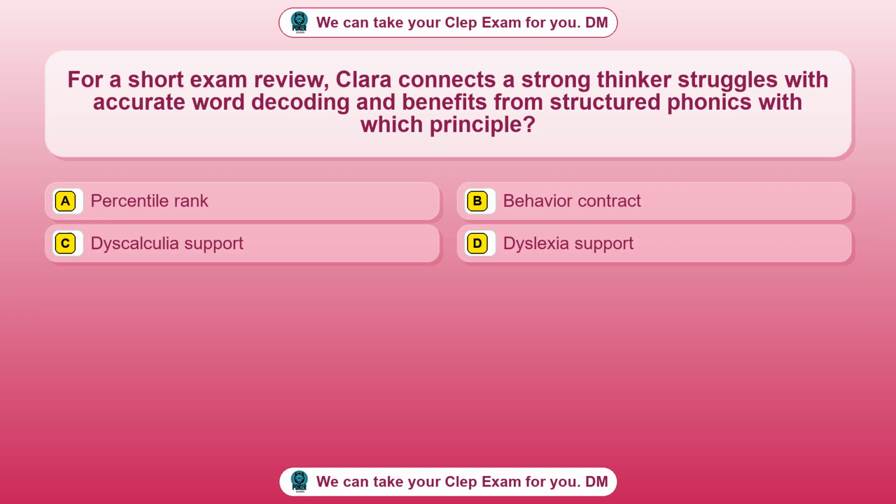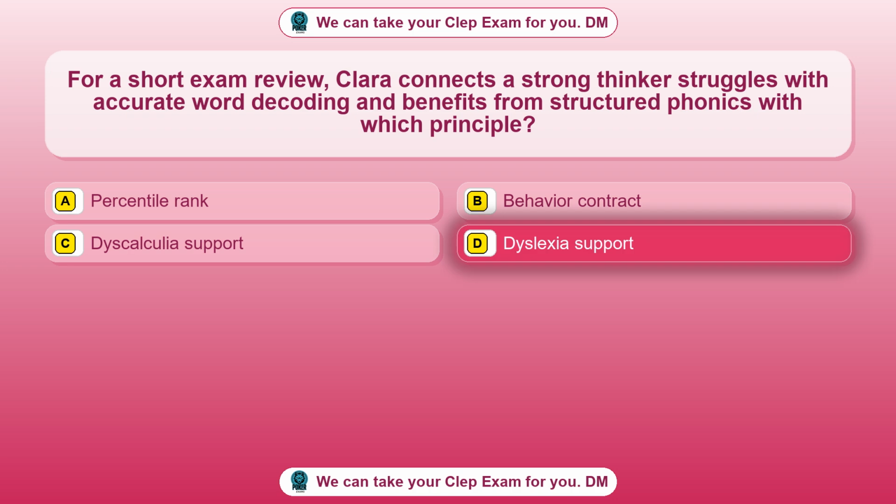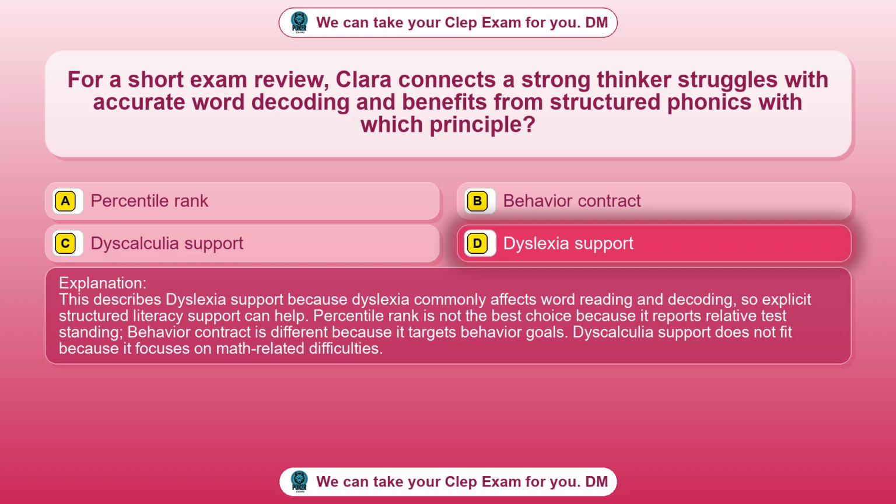Question 66. For a short exam review, Clara connects a strong thinker's struggles with accurate word decoding and benefits from structured phonics with which principle? Option A, percentile rank. Option B, behavior contract. Option C, dyscalculia support. Option D, dyslexia support. The correct answer is option D, dyslexia support. This describes dyslexia support because dyslexia commonly affects word reading and decoding, so explicit structured literacy support can help.